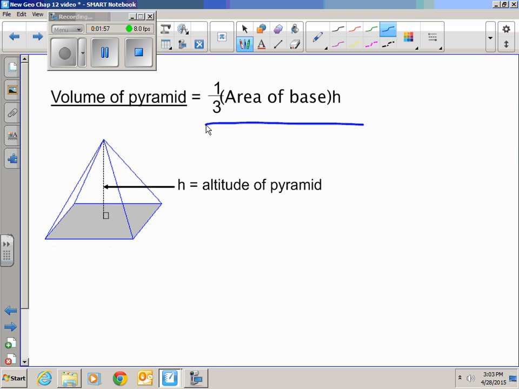So we can see now that any shape that comes to a point, a pyramid or a cone, is always 1/3 the volume of the cylinder or the prism that it would fit into. In other words, the volume of a cone is 1/3 the volume of the cylinder with the same base, same radius, and the same height. And the volume of a pyramid is exactly 1/3 the volume of the prism that it would fit into with the same base and the same height.